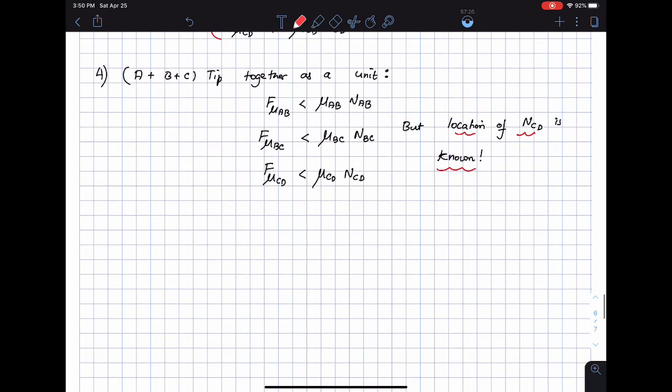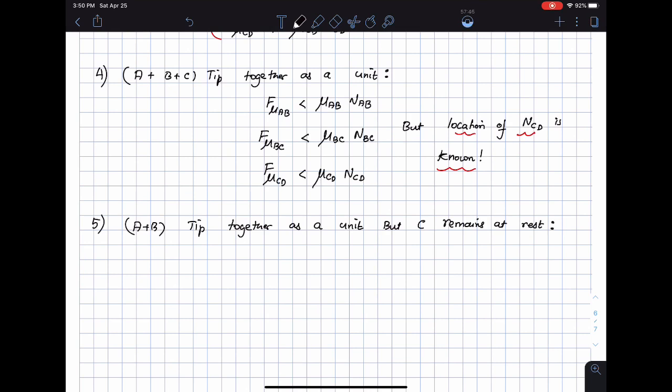Then we can say that A and B tip together as a unit and C remains at rest. So this is the next case: A and B tip together as a unit, but C remains at rest.